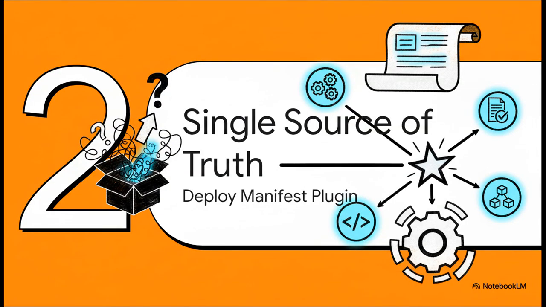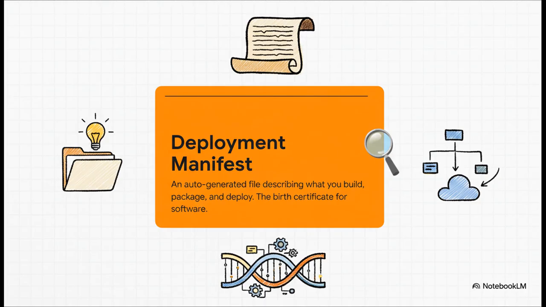Well, that's precisely where the Deploy Manifest plugin comes into play. It's designed from the ground up to be a simple, really elegant solution that creates a single, comprehensive source of truth for every single build. So at the very heart of this thing is the deployment manifest. The best way to think about it is like a birth certificate for your software. Seriously, it's one file that documents everything about a specific build, where it came from, all its components, its entire DNA, all captured at that one exact moment in time.